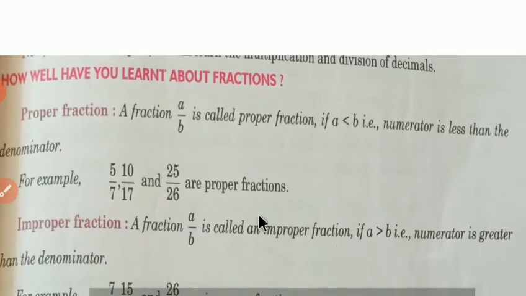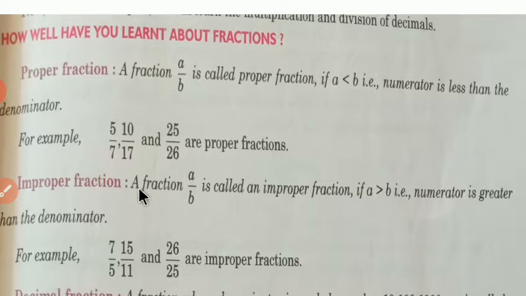After this we will see types of fractions. So first is the proper fraction. A fraction a upon b, where a is the numerator and b is the denominator. So the fraction a by b is called a proper fraction if b is greater than a. That is, numerator is less than denominator. You can see 5 upon 7, 10 upon 17. These are known as proper fractions. Here 5 is less than 7, 10 is less than 17. If the numerator is less than the denominator, then we call it a proper fraction.